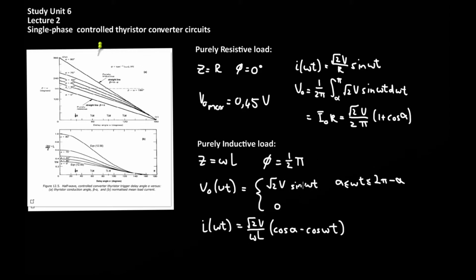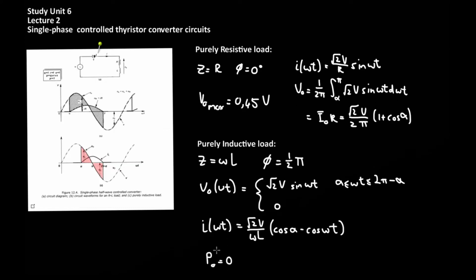In other words, just as the input signal for when omega t is between alpha and 2 pi minus alpha, and the rest of the time when omega t is out of this range, the output voltage will simply be 0. The output current simplifies to I of omega t is equal to root 2V over omega L multiplied by cos alpha minus cos omega t.